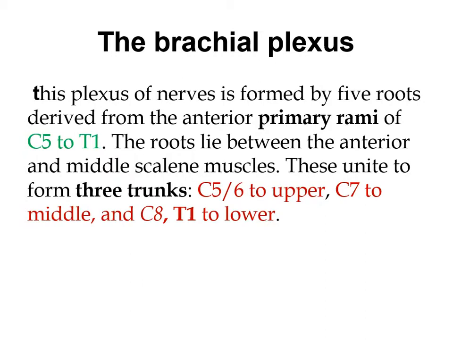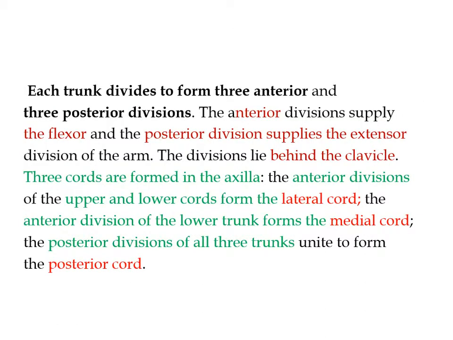Brachial plexus. This plexus of nerves is formed by five roots derived from the anterior primary rami of C5 to T1, and these roots lie between the anterior and middle scalenus muscles. They unite to form three trunks: C5-6 the upper, C7 the middle, and C8-T1 the lower. Each trunk divides into three anterior and three posterior divisions. The anterior divisions supply the flexors and the posterior divisions supply the extensors of the arm. The divisions lie behind the clavicle.